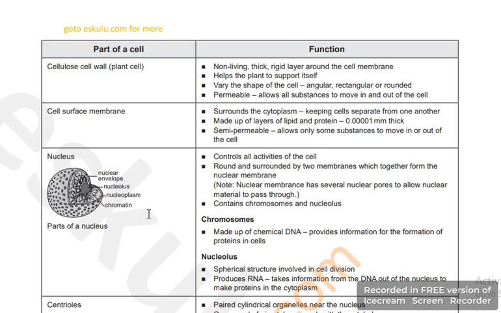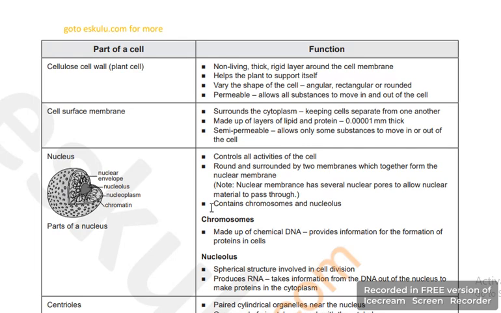So that is the nucleus. The other point is that the nucleus controls all cell activities. Then it is round and surrounded by two membranes, which together form the nuclear membrane. The nuclear membrane has nuclear pores to allow nuclear material to pass through.